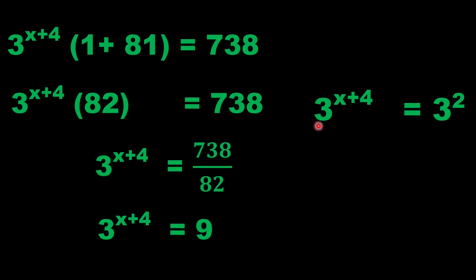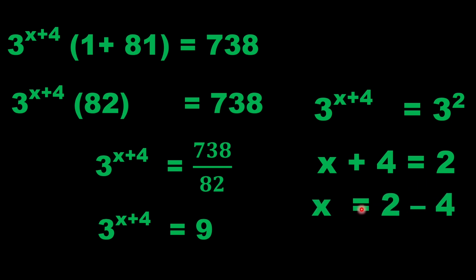Now if you see here, the bases are the same on both sides of the equation, so we can compare the powers. So x plus 4 equals 2. And now we will send this plus 4 to the other side of the equation, so it will become x equals 2 minus 4, which gives x equals minus 2, because 2 minus 4 equals minus 2. And this is the solution of our given question.